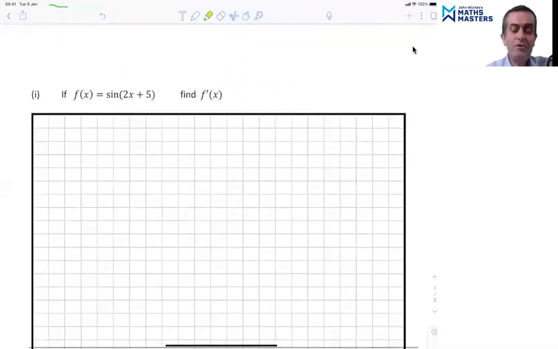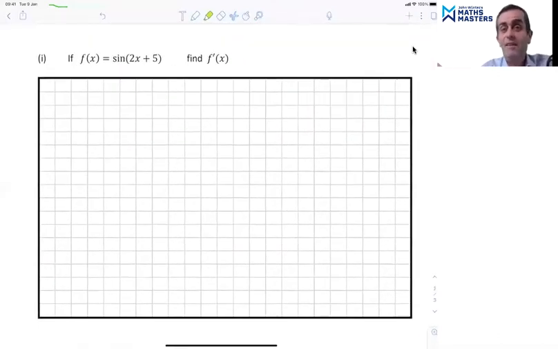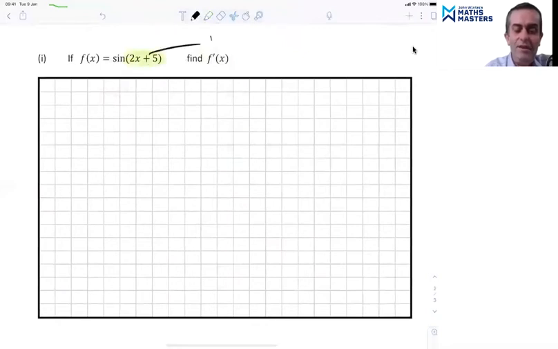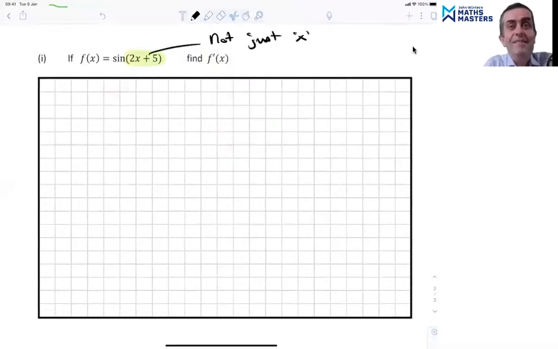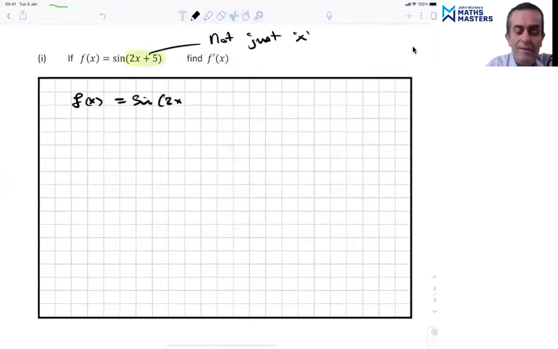Now, we're just going to do some examples. I've got an example from a lot of the core functions you can be asked. So let's begin with this one. First things first, I can see clearly that this is not just x, so that means that it is the chain rule. The first thing I'm going to do is write down the function again. f of x is equal to the sine of 2x plus 5.